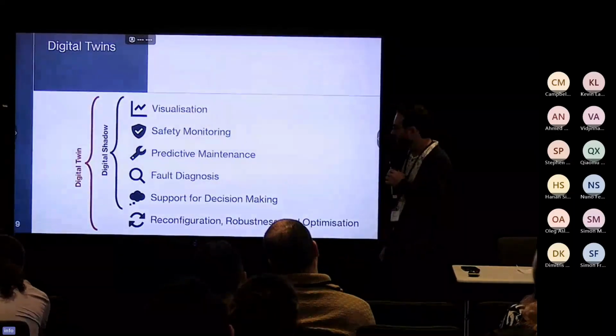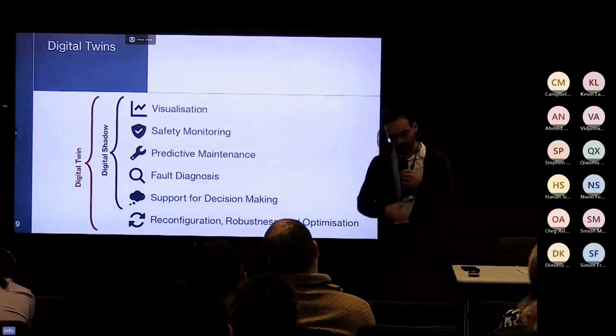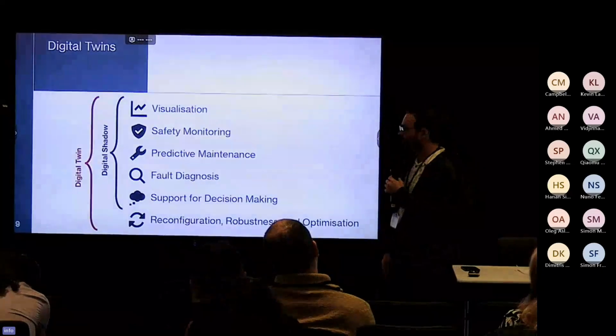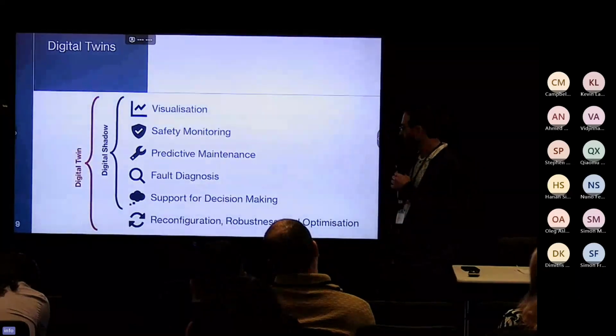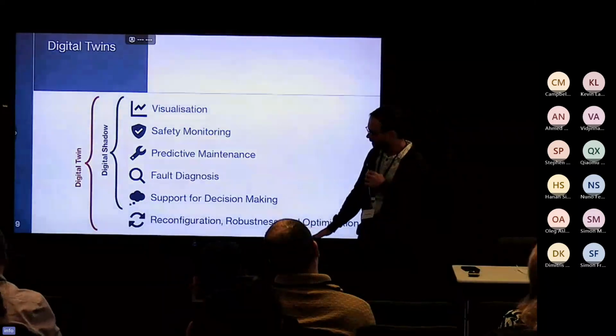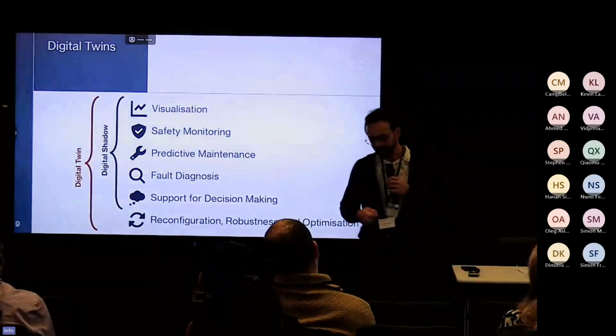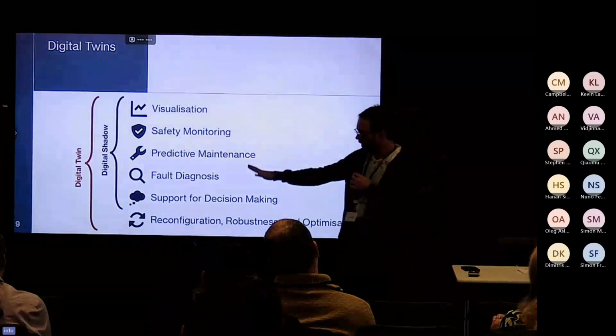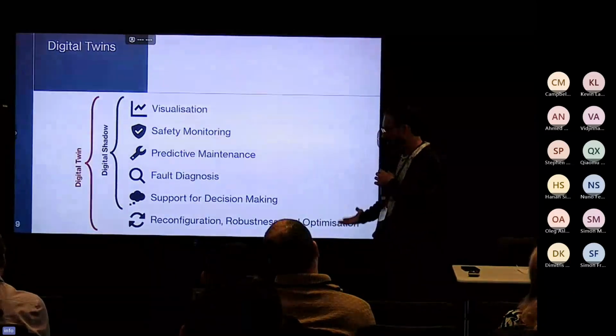You can use the twins to know when things need to go back to base rather than fail in service. You can do support for decision making, which is what I was saying about telling the surgeons at the point of transplant what happened to the organ that they should pay attention to. And that's all passive, whereas the twinning bit comes when you actually could interfere with the machine's control. And that happens in twins for reconfigurations, robustness, and optimizations.